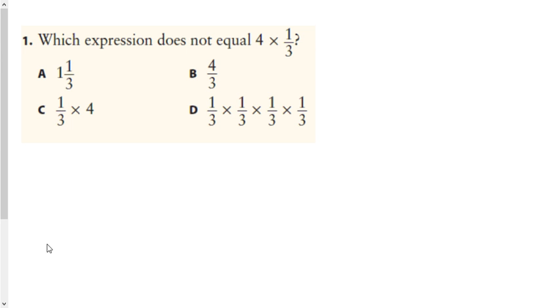All right, this is from Math Links 8, Chapter 6 on fractions. This is your practice test of questions. So question number 1 in the review says, which expression does not equal 4 times 1/3?